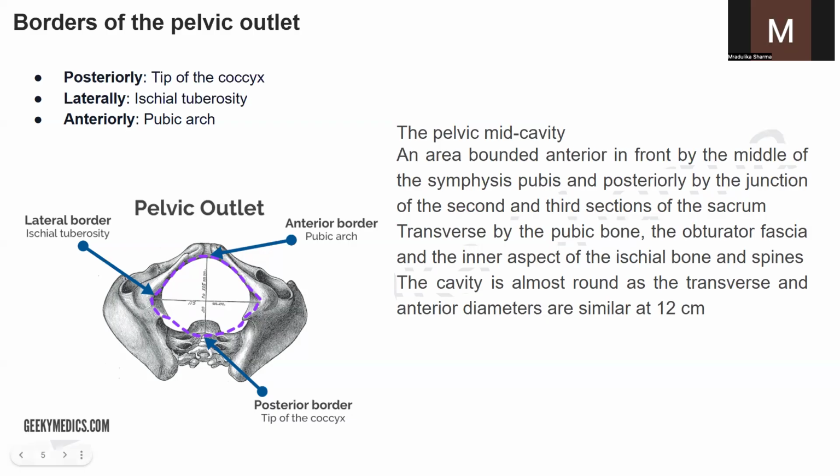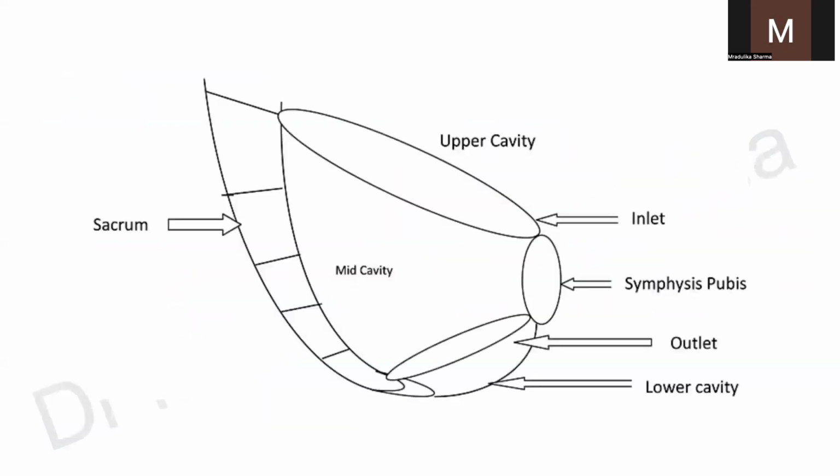Then comes the border of the pelvic outlet. It is basically posteriorly the tip of the coccyx, laterally the ischial tuberosity, and anteriorly the pubic arch. It's basically a diamond-shaped pelvic outlet, and you can see a bit of outline here. This is the upper cavity, then the inlet, then the middle cavity that I just described as the mid pelvis, and then the outlet.